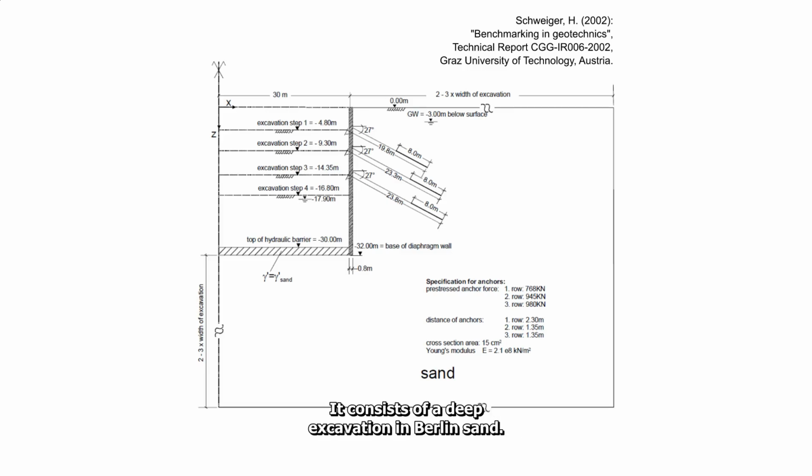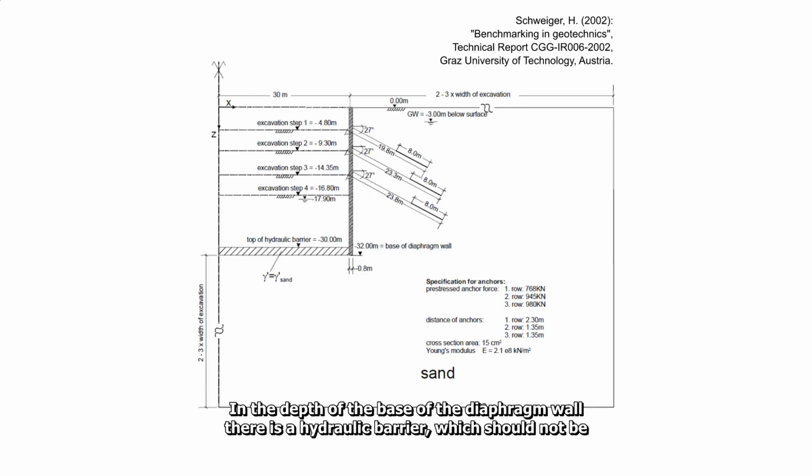It consists of a deep excavation in Berlin sand. The excavation is carried out in 4 stages and is supported by a diaphragm wall and 3 rows of pre-stressed anchors. The problem is analyzed in plane strain conditions, and symmetry is taken into account. The groundwater table is set at 3 meters below the surface. During construction, it is lowered to -17.9 meters inside the excavation pit.